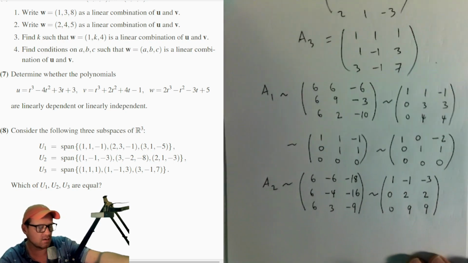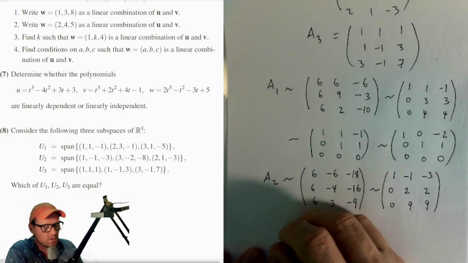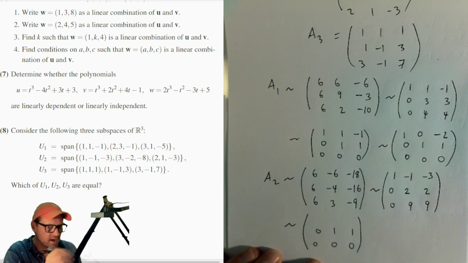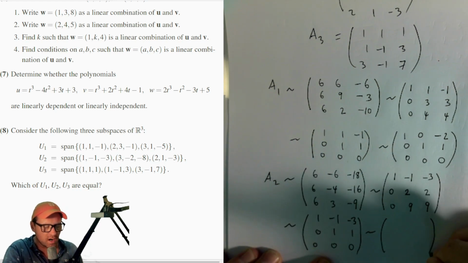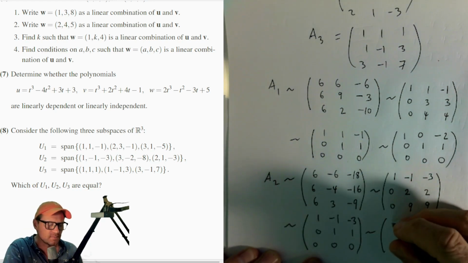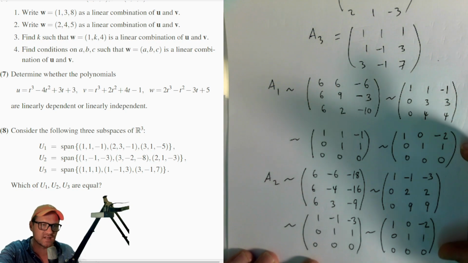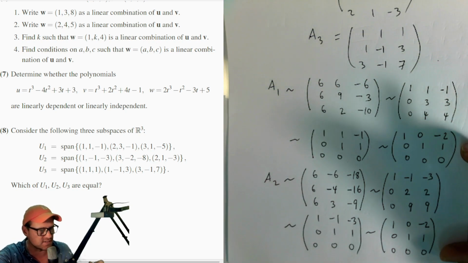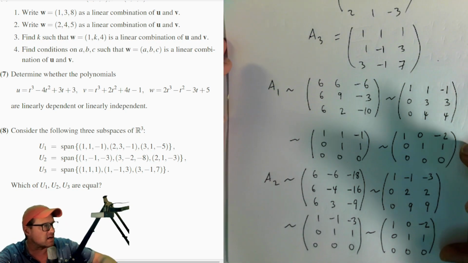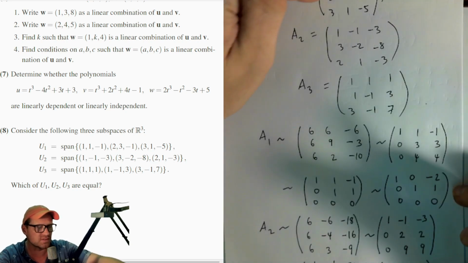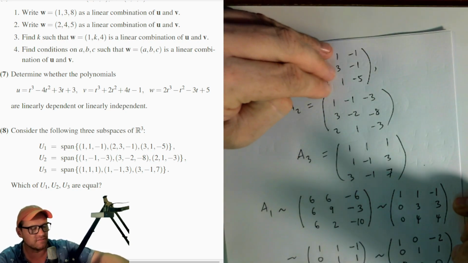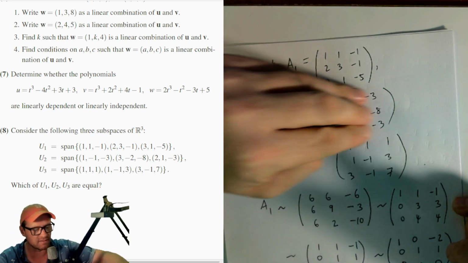Okay, so again, we get a row of zeros in the third row. Multiply row 2 by 1/2, and then replace row 1 with row 1 plus row 2. Okay, and so we see that these two have the same row reduced echelon form, and so this shows us that the span of the vectors in the rows of A1, the span of these three vectors, is equal to the span of these three vectors.